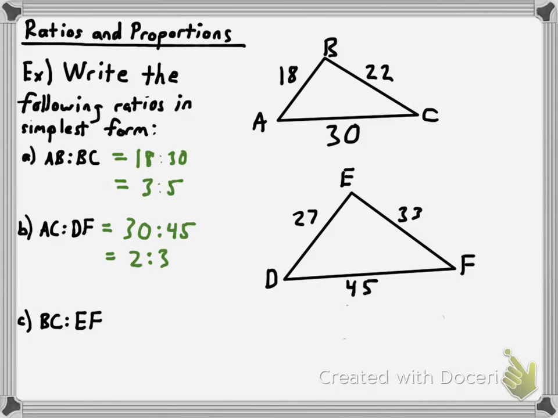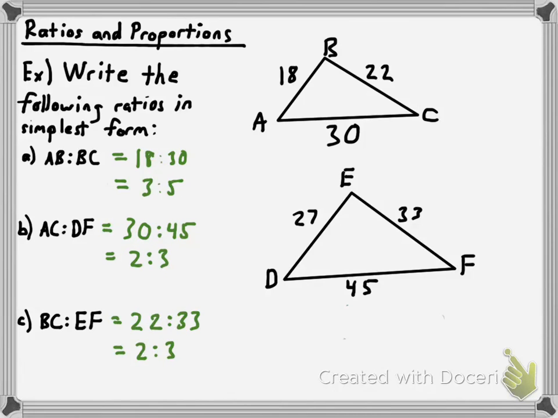Now you ought to observe something after this next ratio that I want to talk about. BC to EF. Now it's the ratio of the right side of this triangle to the corresponding right side of this triangle. BC is to EF as 22 is to 33. 22 and 33 are both divisible by 11, right? And so that gives you 2 to 3. And the observation I was referring to is that those last two ratios are equal.